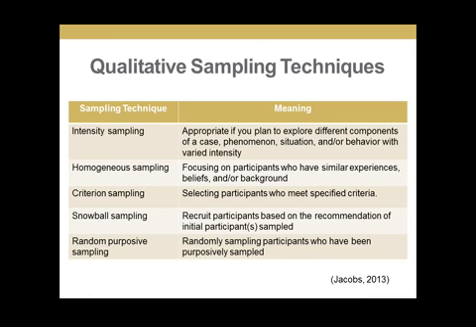So when it comes to sampling strategy, we have a qualitative sampling strategy, and then we also have quantitative sampling strategy. Under quantitative, we have random sampling and non-random sampling. But we don't have time, so we're going to focus on the qualitative part. We have five main types of sampling strategy that you can use: intensity, homogeneous sampling, criterion sampling, snowball, and also random purposive sampling.